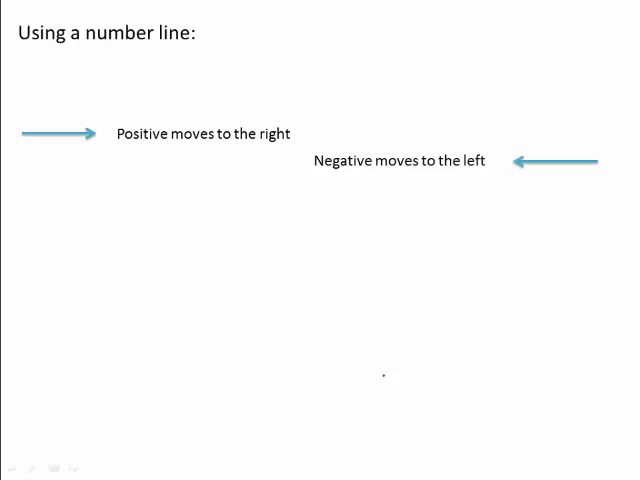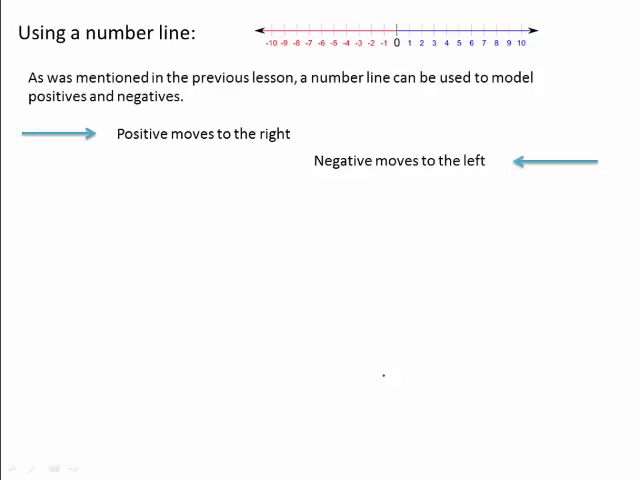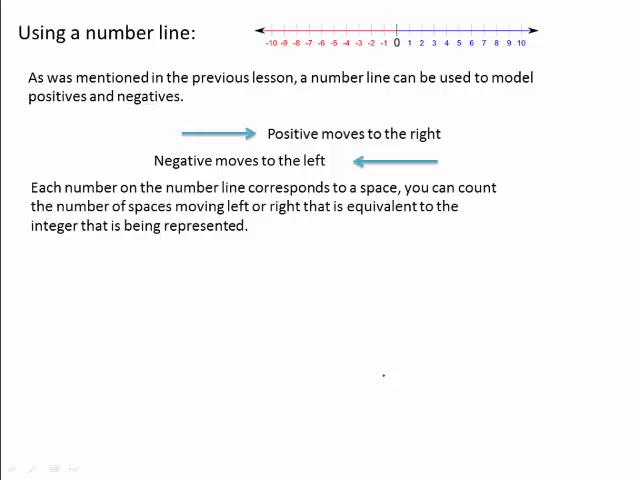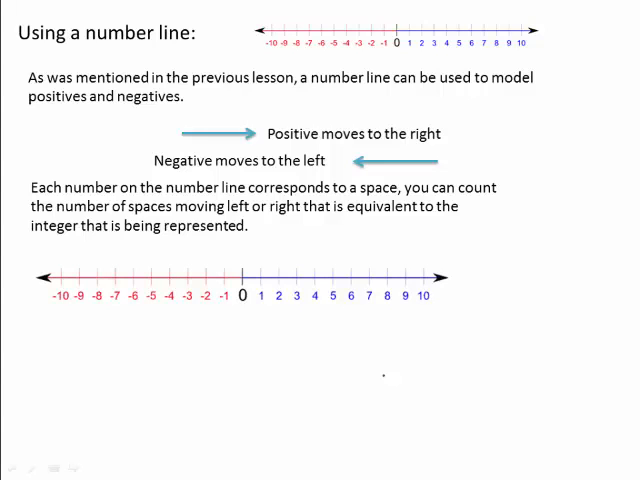And finally, we can use the number line, remembering that positive moves to the right and negative moves to the left. So positive to the right, negative to the left, and each number on the number line corresponds to a space. So I can count the number of spaces moving left or right that's equivalent to the integer that I'm representing.